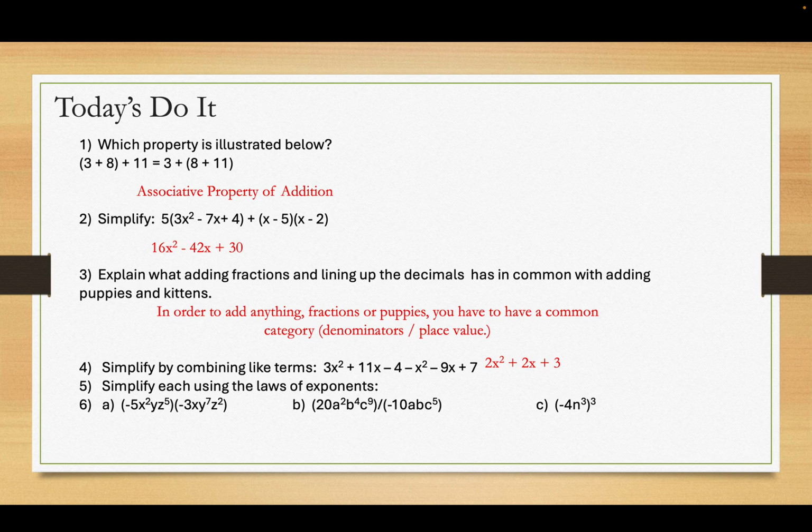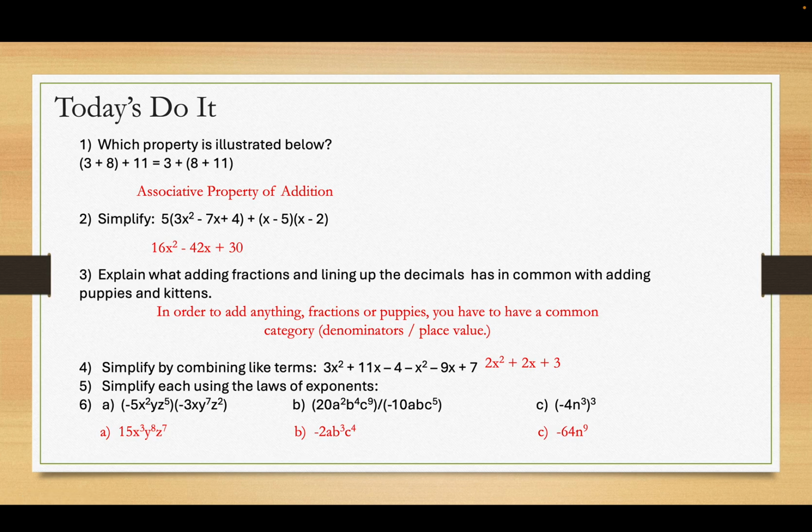Simplify each using the laws of exponents. And as I mentioned a moment ago, in A, you multiply coefficients, add exponents. In B, you also multiply. Oh, it's divide. I'm sorry. You divide coefficients, and there's your division right there in case you missed it. You divide coefficients, subtract exponents.